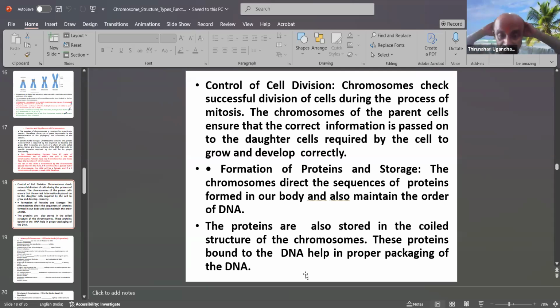Next, the chromosomes direct the sequences of proteins formed in our body and also maintain the order of the DNA. This is also one characteristic. Then the proteins are stored in coiled structures. The chromosomes have coil structures, and their position and binding to the DNA help in proper packaging of the DNA. So this is also one important function of the chromosomes.